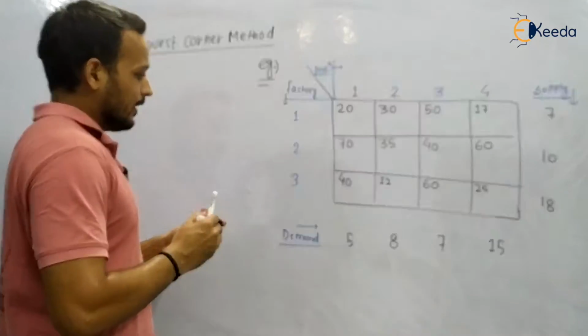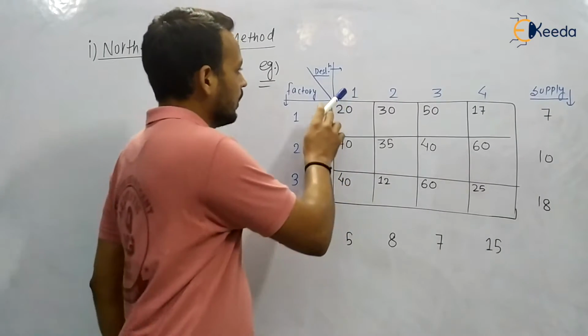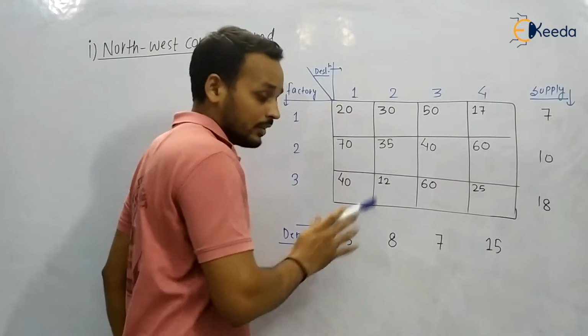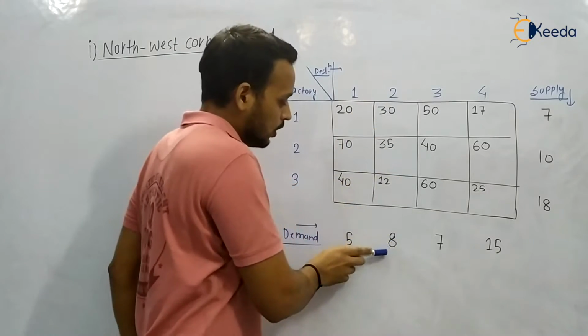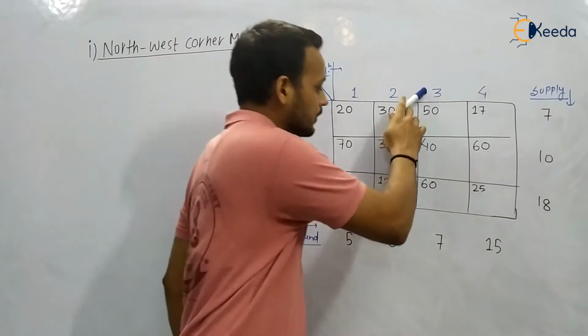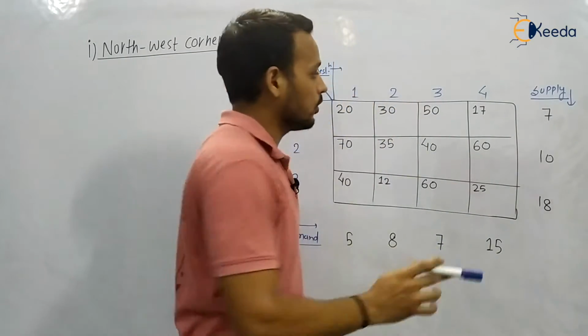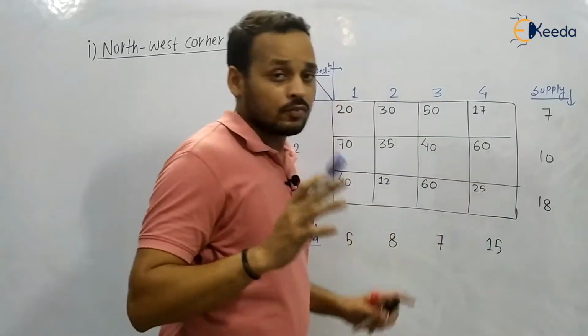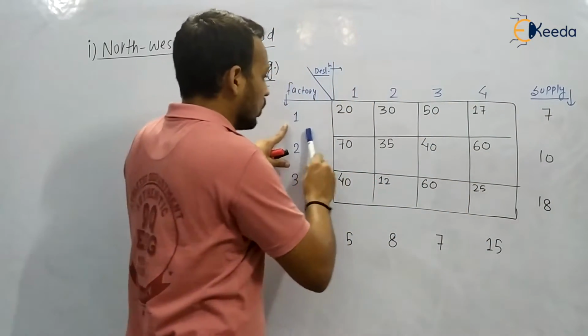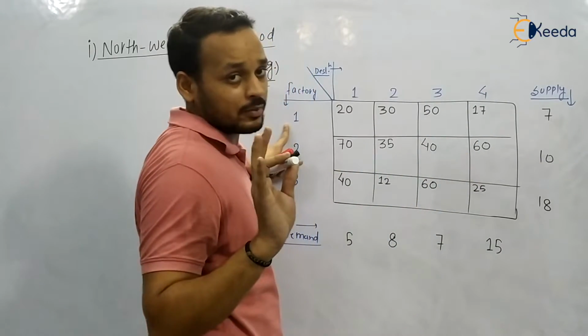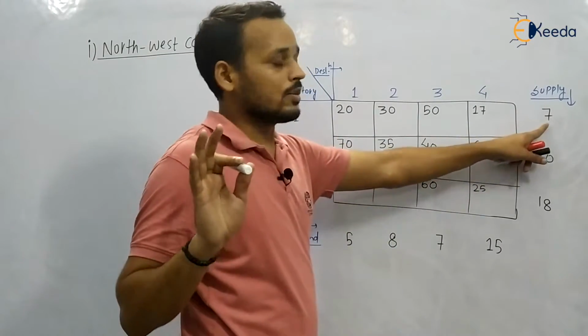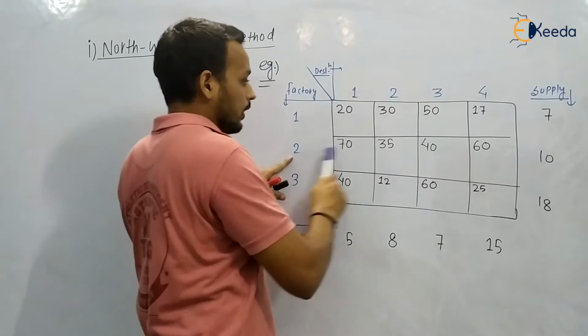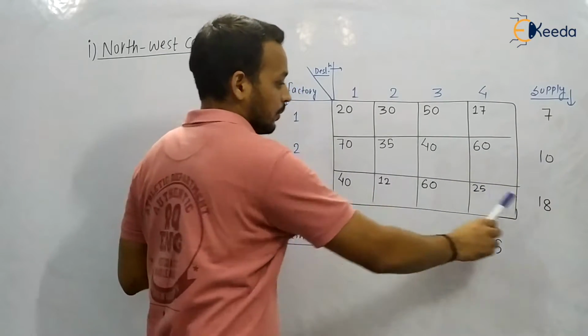You can see that the demand is given. For destination 1 the total demand is 5 units. For destination 2 the total demand is 8 units. For destination 3 the total demand is 7 units. For destination 4 the total demand is 15 units. For factory 1 the total number of items available is 7, which means factory 1 can supply a total of 7 units. Factory 2 can supply 10 units and factory 3 can supply 18 units.